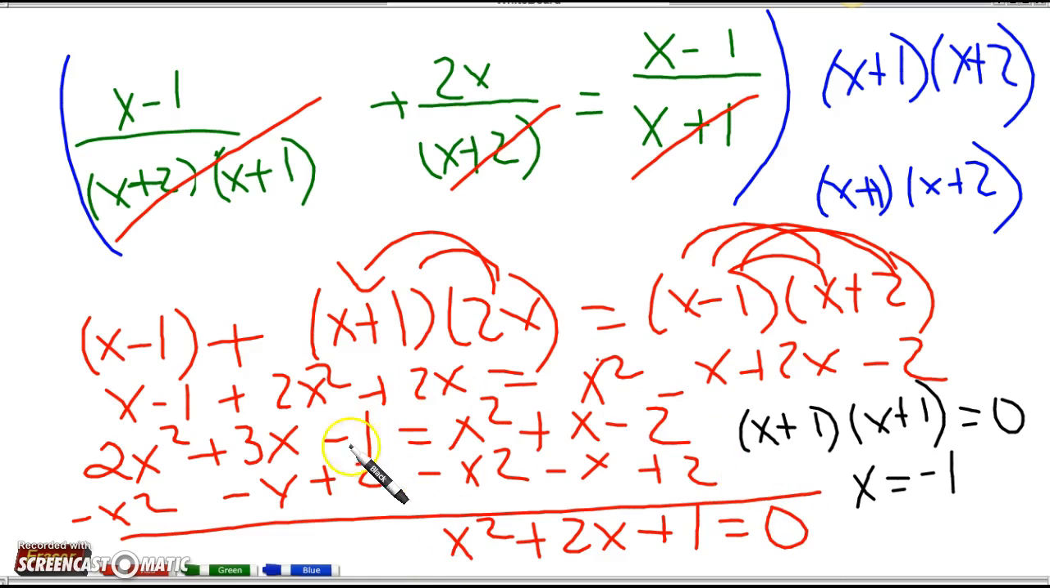Did I subtract incorrectly? So I have 3x, and I have 2x squared, and I have minus 1. Over here I have x squared minus x, 2x minus 2. So I subtract x squared from both sides, and I get x squared. Subtract x from both sides, I get 2. Add 2 to both sides, I get 1.